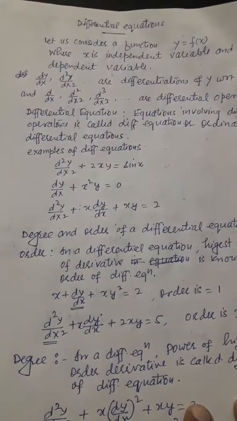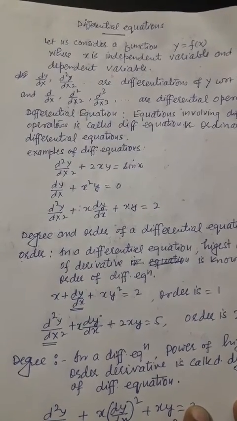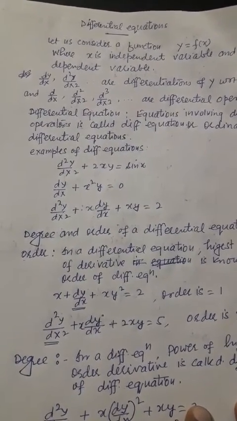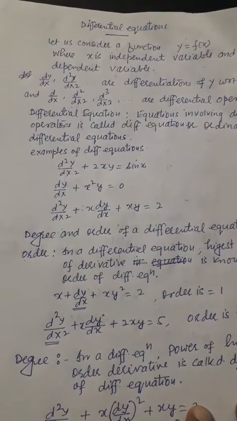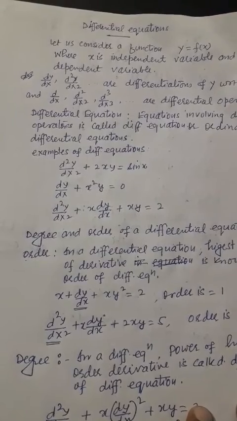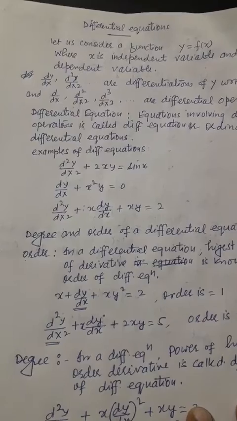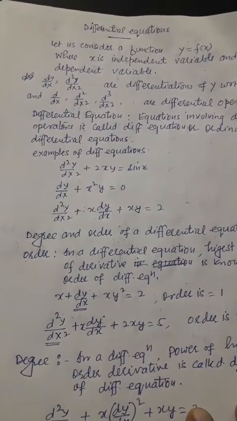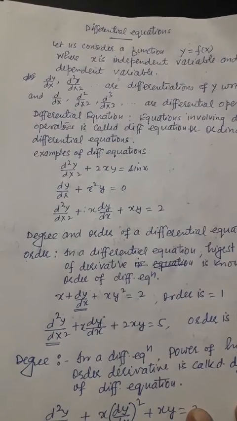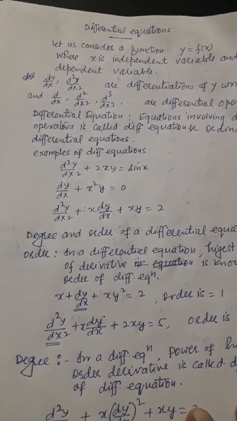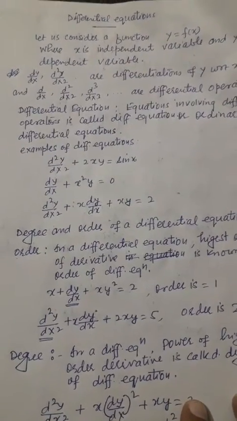First differentiation is dy by dx. Second differentiation of y with respect to x is d square y upon dx square, and so on. We can find successive differentiations. Very important here: d by dx, d2 upon dx square, d cube upon dx cube are known as differential operators.